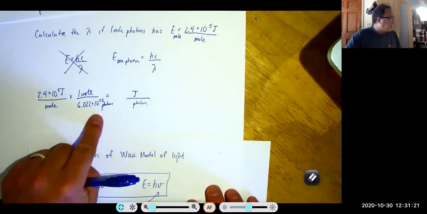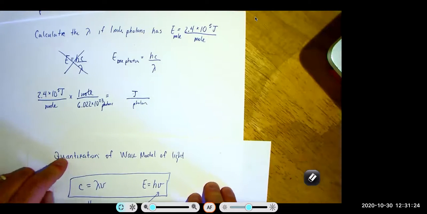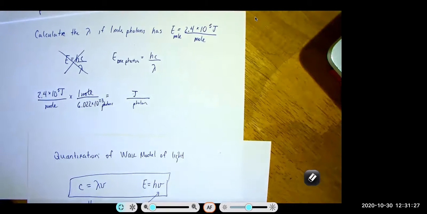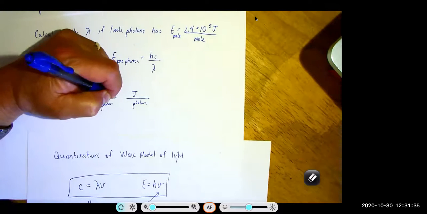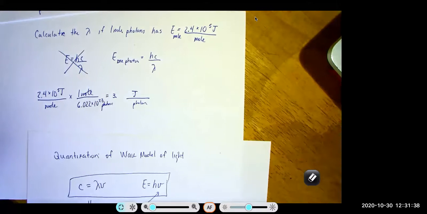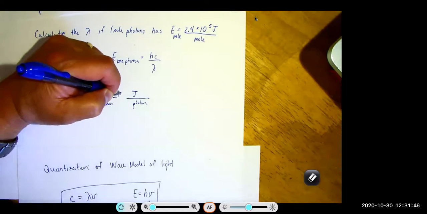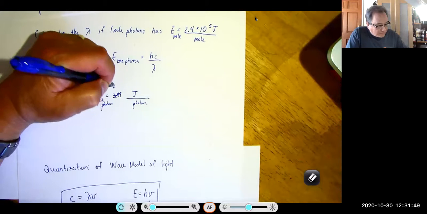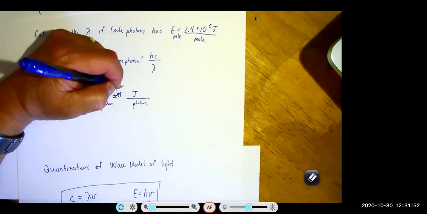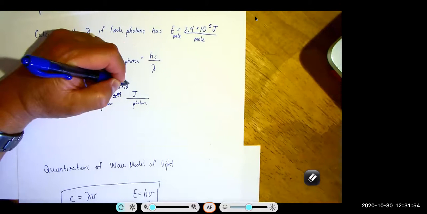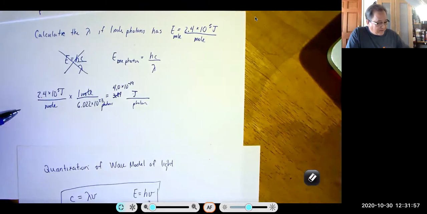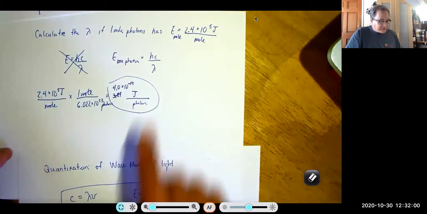I can't find my calculator, so you have to do the calculations. I think I got 3.99 times 10 to the power of -19. Oh, 3.99. Okay, that's fine. So technically you get 4.0 times 10 to the negative 19. Okay, so now we can use this equation.